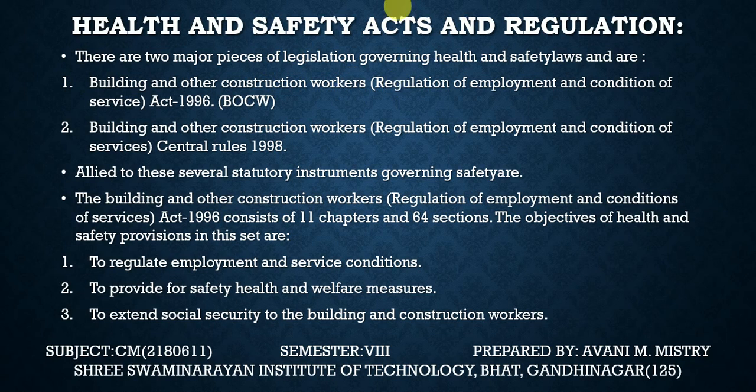Health and safety acts and regulations. There are two major pieces of legislation governing health and safety laws for building and other construction workers: the Building and Other Construction Workers (Regulation of Employment and Conditions of Service) Act 1996, and the Building and Other Construction Workers (Regulation of Employment and Conditions of Service) Central Rules 1998. Allied to this are several statutory provisions governing safety. The Building and Other Construction Workers Act 1996 consists of 11 chapters and 64 sections.